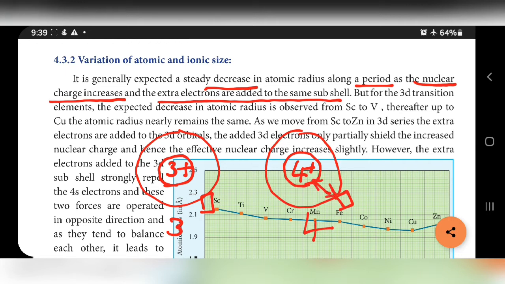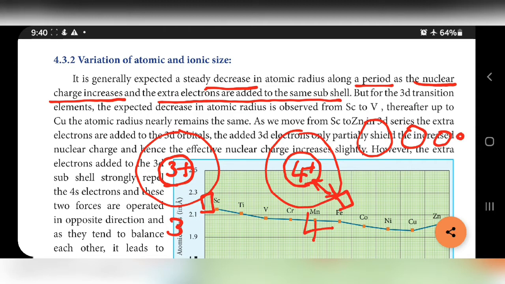The nucleus, that magnet, attracts the iron piece strongly, because here more magnets are there, 4 magnets, here 3 magnets only. So if more charge is present, there is more attraction in that place. If more attraction is there, that nucleus pulls the electrons, so the electrons come closer to the nucleus, so size decreases from left to right.